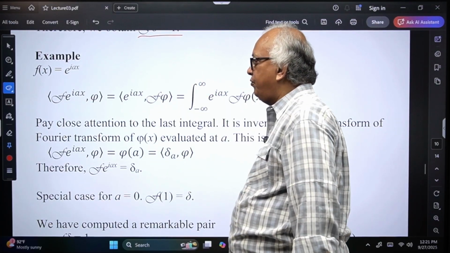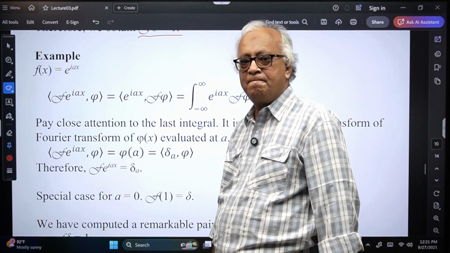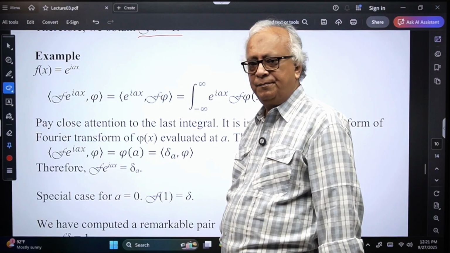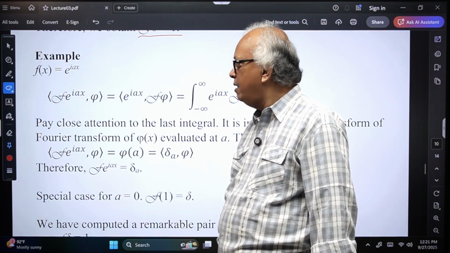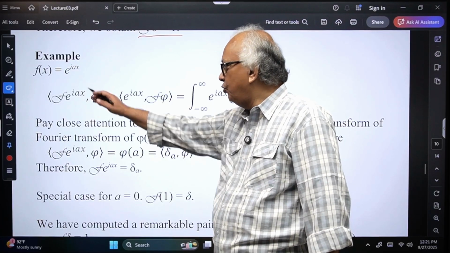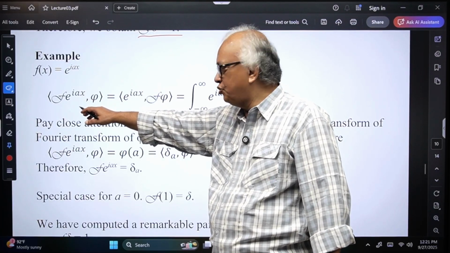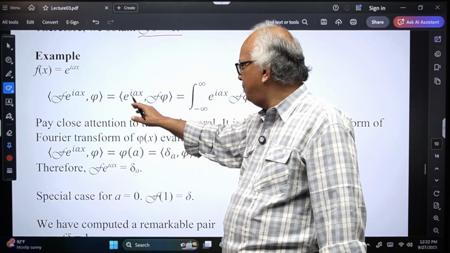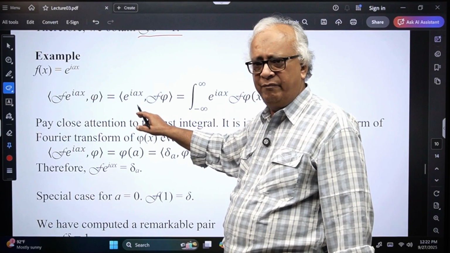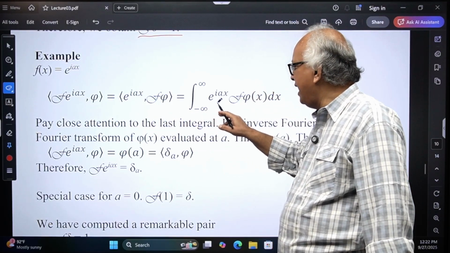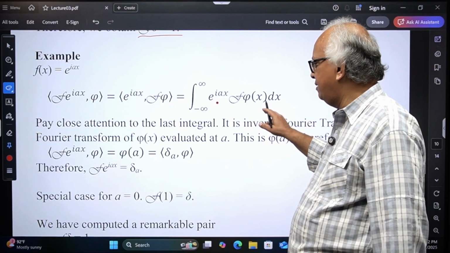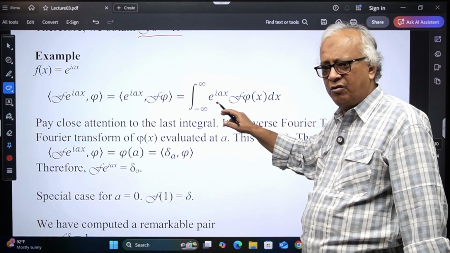Fourier transform of complex exponential e to the iax. Fourier transform of complex exponential paired with phi is complex exponential paired with Fourier transform of phi. Watch the magic. E to the iax, Fourier transform of phi x. Pay close attention to the last integral.